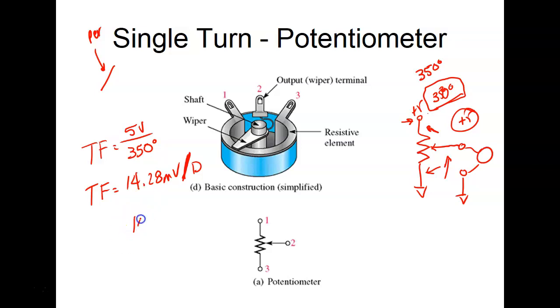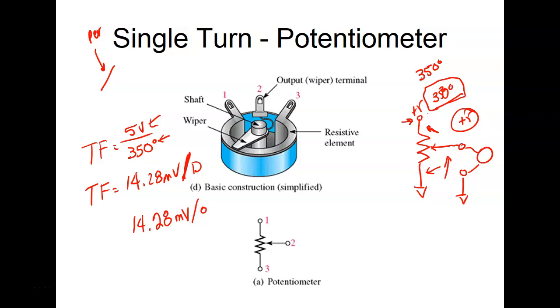So the correct way to write this, since this is not Ohm's law, would be 25. And what do we have up here? We have volts, so that is on top here. So we'd say millivolts. And then what's on the bottom? Per degree. I just put D for degree, but that's the symbol. So we're saying 14.28 millivolts for every degree.